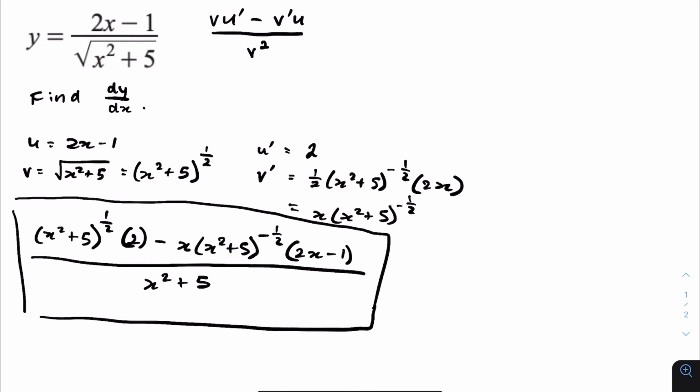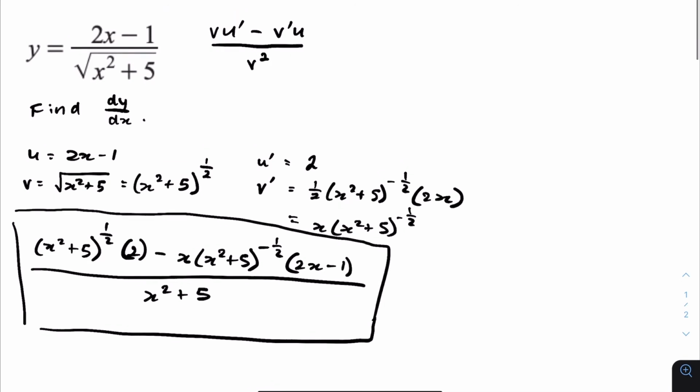And you can do that on your own if you want, but it's not really necessary. This is how I'd leave the answer. So let's move on to the next problem. We'll do 1 or 2 more now.